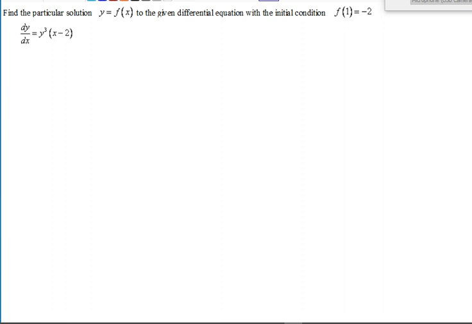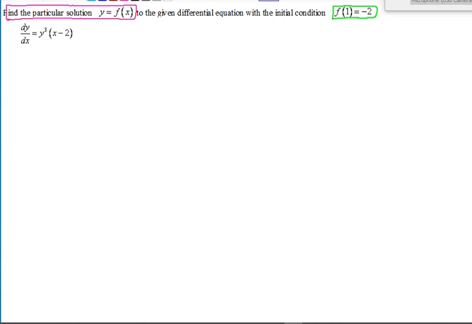And when it says find the particular solution, y equals f of x, notice the first thing that is telling you is that it's a function, y is a function of x, right? To the given differential equation with initial condition f of 1 equals -2. We'll see where that comes into play. So what this really means, a particular solution, we're starting with the derivative, dy dx, and for the particular solution we're trying to get back to the original equation.